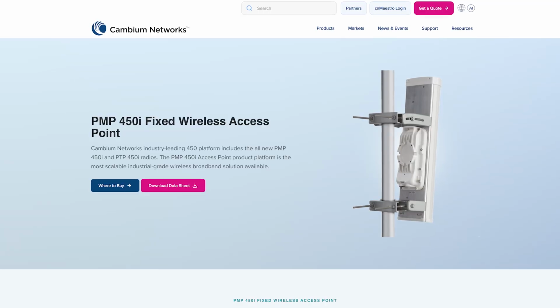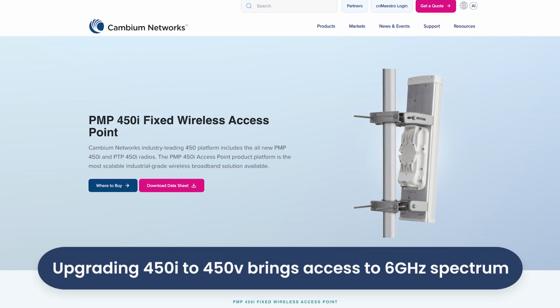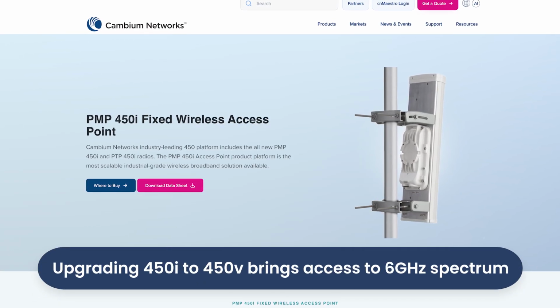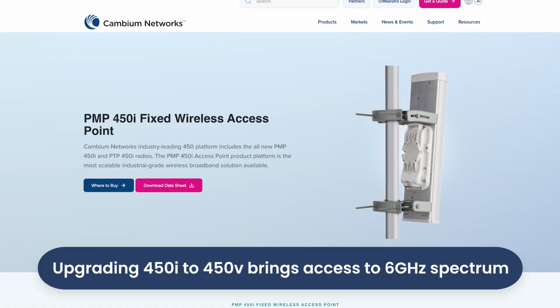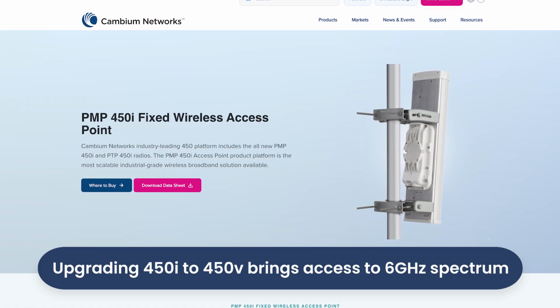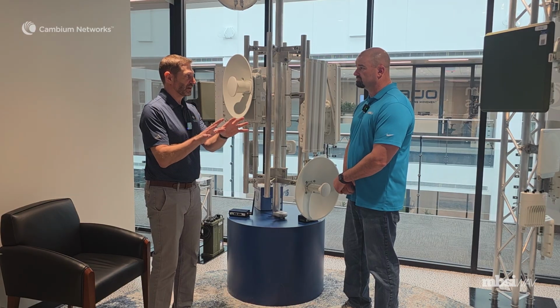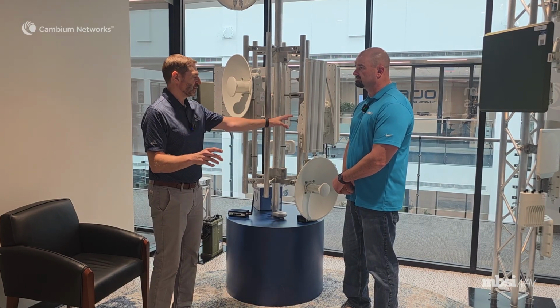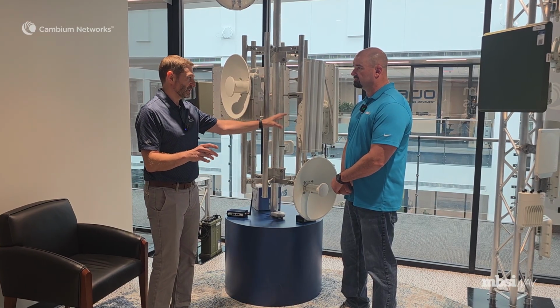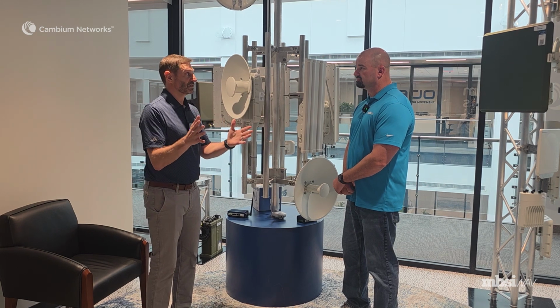Now, if we're talking about 450i access points, in almost every case, it's better to replace with the 450V because you now have access to that 6 gigahertz spectrum. Your 5 gigahertz can remain where it was. It'll remain operating exactly the same as it was. You replace the access point with the V, and now I can talk to 6 gigahertz units as well.